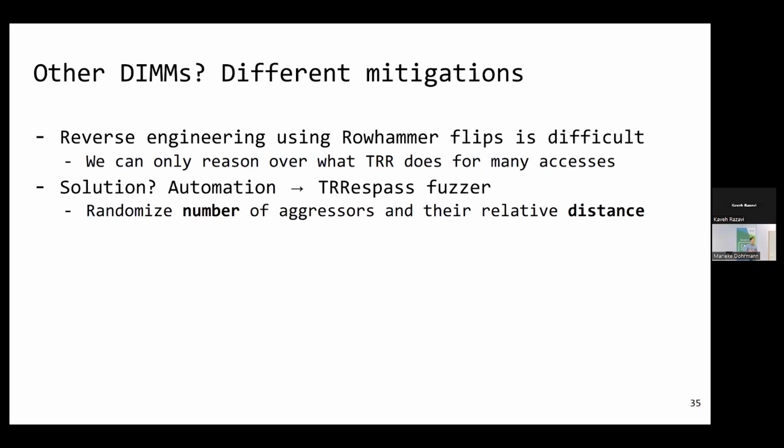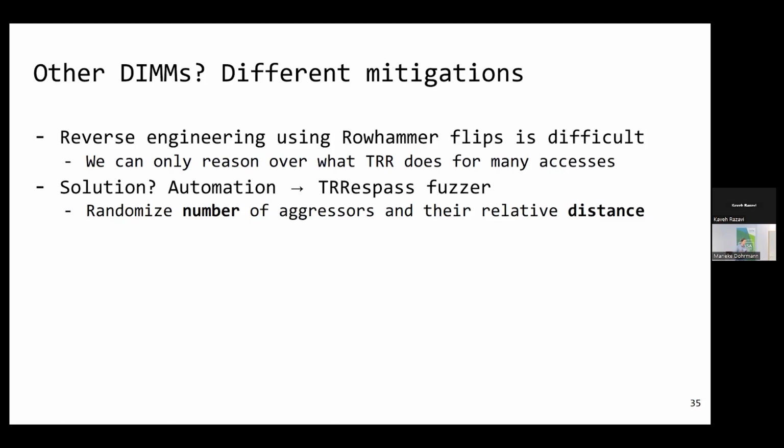The solution is automation. So we built a little fuzzer to try to find this out. We randomize some parameters like the number of aggressors and the distance between the aggressors, and try to find out whether we could find bit flips on these different devices. So this became the TRRespass fuzzer. Every time we randomize the number of aggressors, we decide what should be the distance between these different aggressors. We hammer, we check for bit flips, happy.